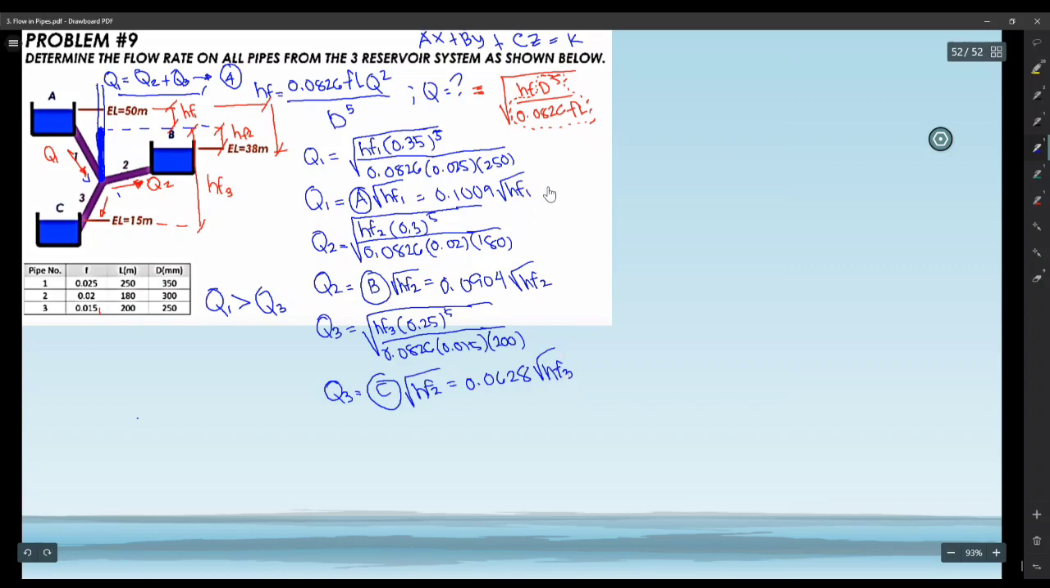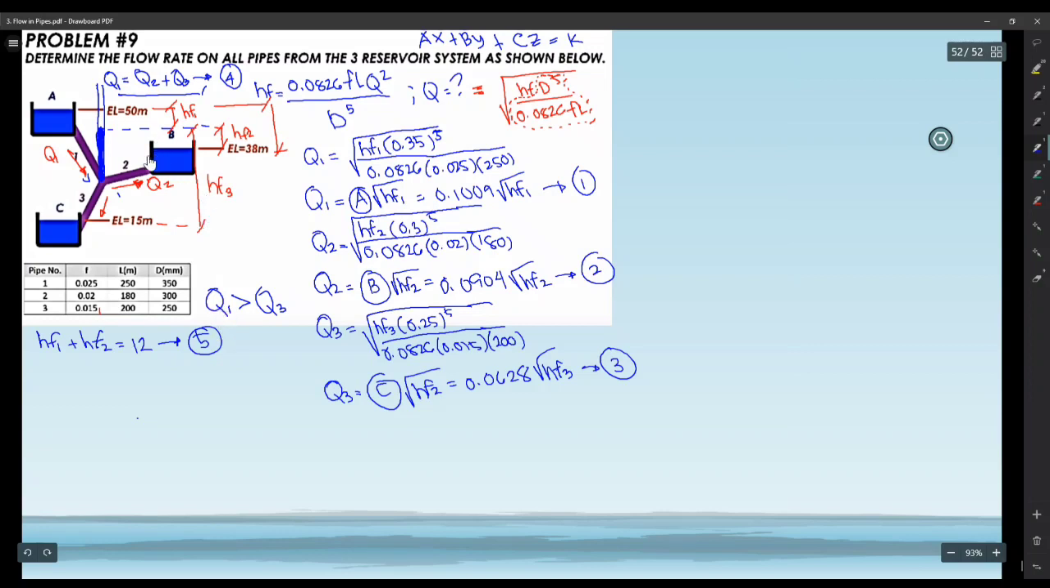Ayan. So, pangalanan natin to as equation number 1, equation number 2, and equation number 3. So, meron tayong equation number 4. Okay, so ito. So, using this diagram, kung mapapansin nyo, may ma-establish din tayong mga equation dito. So, as you can see here, the difference between the elevation of reservoir A and reservoir B is just the sum of HF1 and HF2. So, HF1 plus HF2 is equals lang sa 50 minus 38, or that will be 12. Okay, so gawin natin to equation number 5.